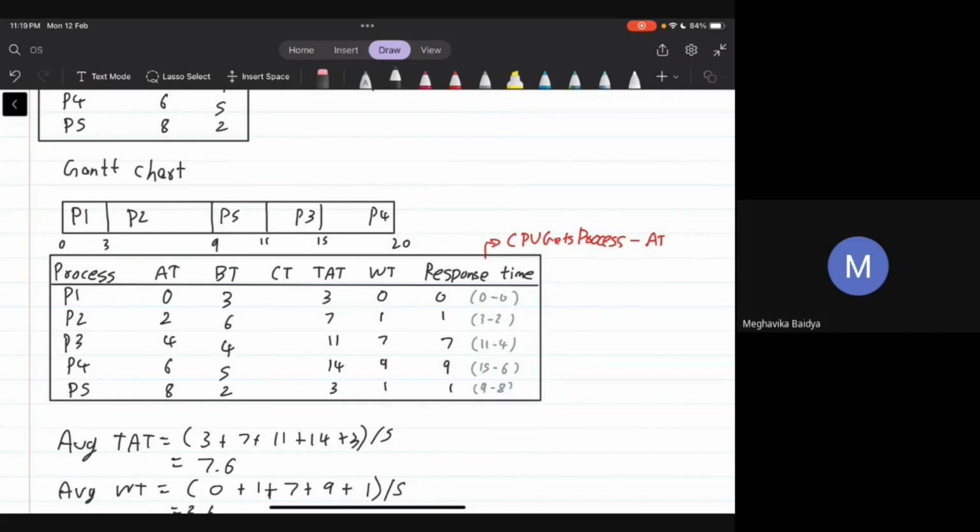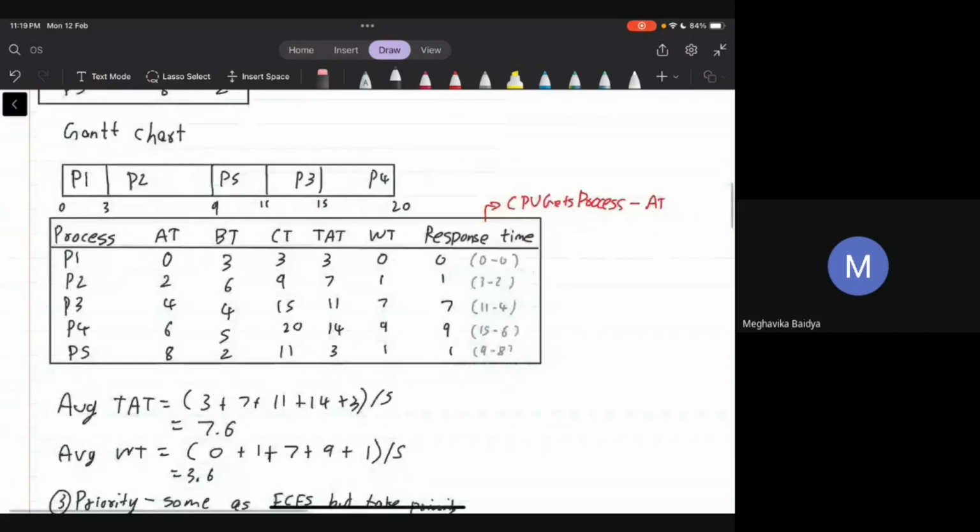So for P1, the completion time is 3. For P2, the completion time is 9. And then after P2, P5 is executed, right? So we'll write P5 first. P5's completion time is 11. And then P3 is 15 and P4 is 20. Okay. And then same calculations: TAT, WT, and response time, and average TAT, average waiting time.